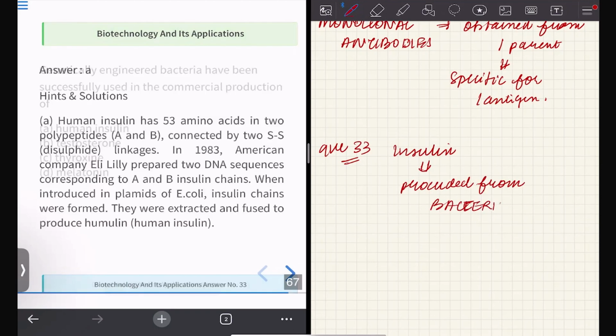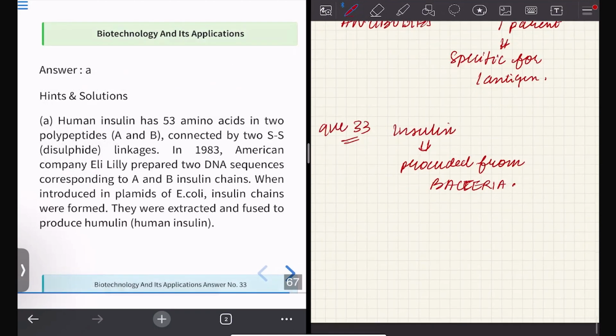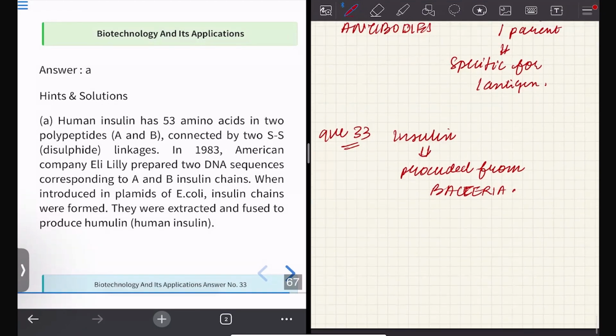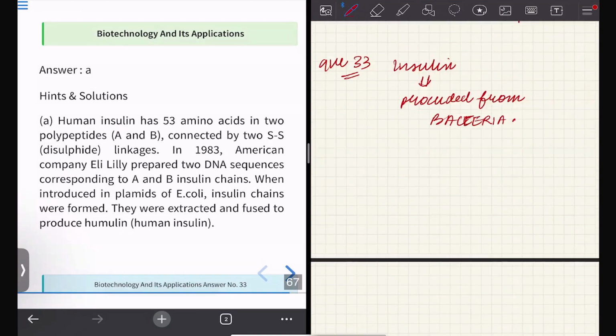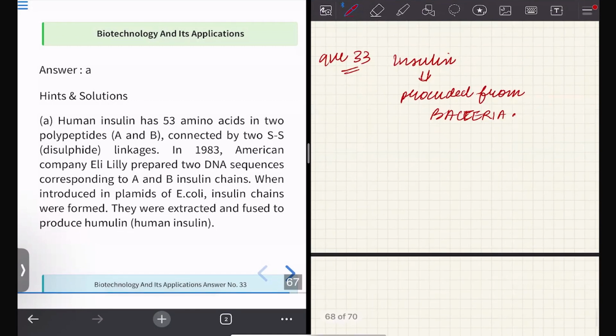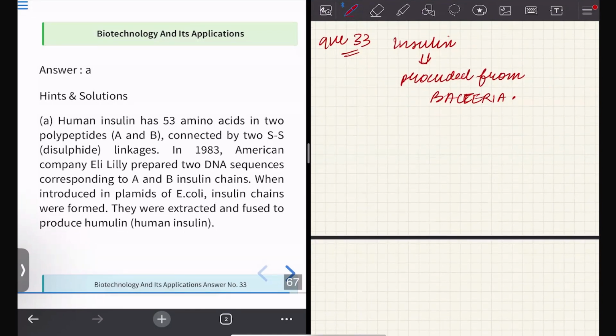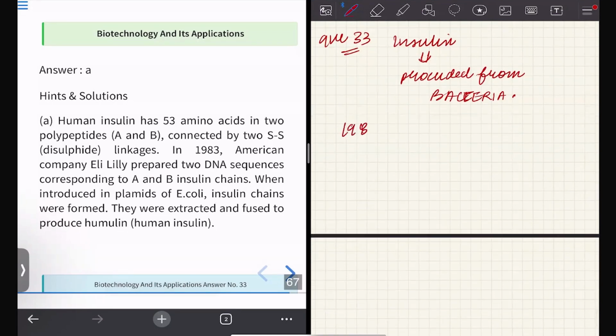Okay, so if we just learn about the structure of human insulin, it is formed by two polypeptides, which is A and B, and they are connected by disulfide linkages. Okay, so in 1983, Eli Lilly was the company. In which year? 1983. Company was Eli Lilly, and it produced A and B sequences.